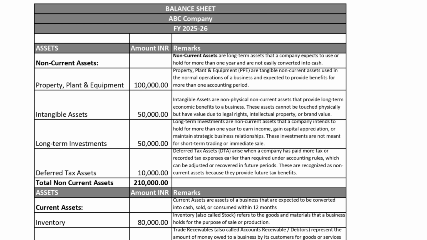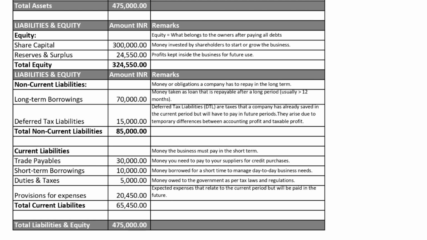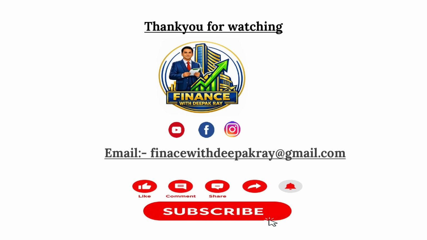So as we discussed earlier, the asset should be equal to the equity and the liability. So we can see that the total asset is 4,75,000 rupees and the total liability and equity is 4,75,000 rupees, which means our balance sheet is correct. So in this video, we learned about what is balance sheet, types of assets, types of liabilities, equity, and the accounting equation. Understanding the balance sheet is very important for accounting, finance, taxation, auditing, and investment analysis.